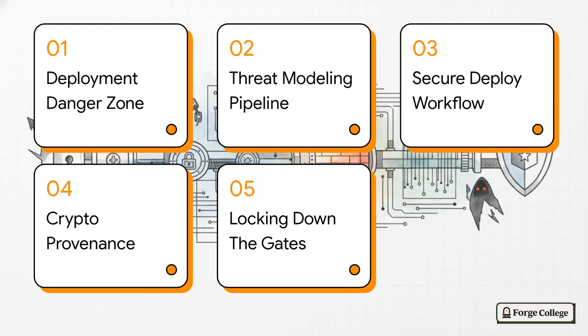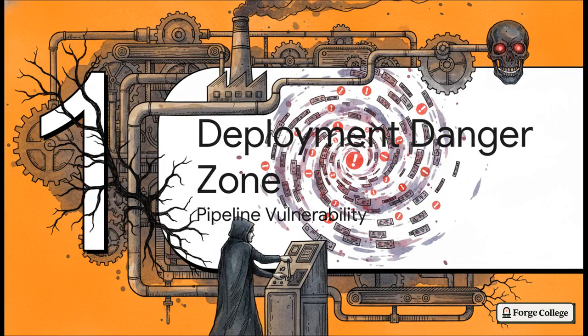Here is our master security blueprint for today. We've got 1. The deployment danger zone. 2. Threat modeling your pipeline. 3. The secure deployment workflow. 4. Cryptographic provenance. And finally, 5. Locking down the gates. Let's jump right in. Section 1. The deployment danger zone.